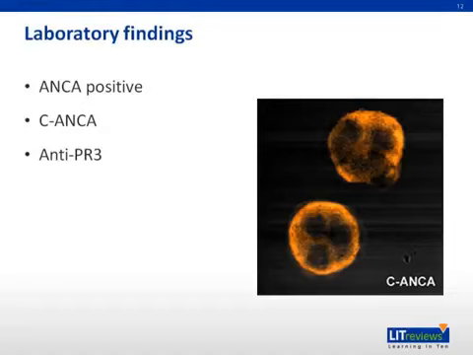The detection of ANCA can change during the course of GPA. So early on, if GPA is limited to the respiratory tract, only 50% are ANCA positive. Later, that may increase to as much as 90% if there is systemic involvement.